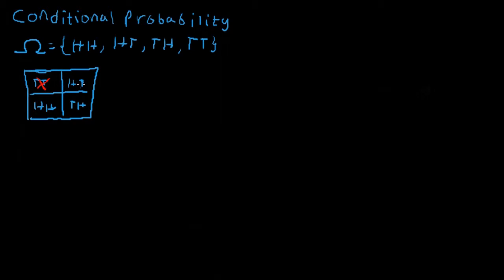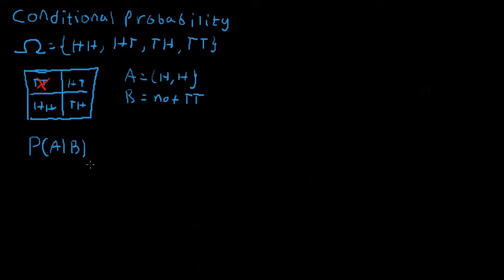So let's do this a little bit more formally. Let A be the event heads, heads. And let B be the event not tails, tails. I didn't get two tails. So now I say, what is the conditional probability of A given B?